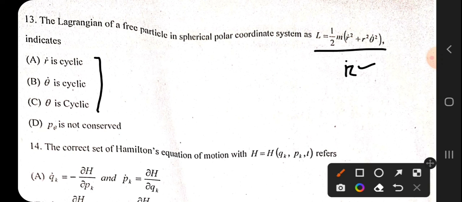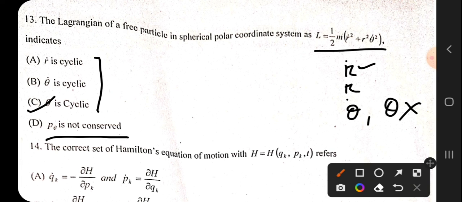The position coordinate r is present, and theta dot is also present, but there is no theta term. That means here theta is the cyclic coordinate. So option C is correct: theta is a cyclic coordinate. Since theta is cyclic, the corresponding conjugate momentum, p theta, is conserved. This should be a conserved quantity, as we already discussed in question number 8.